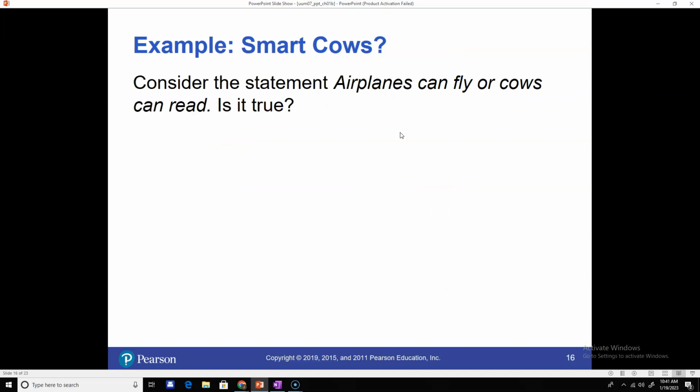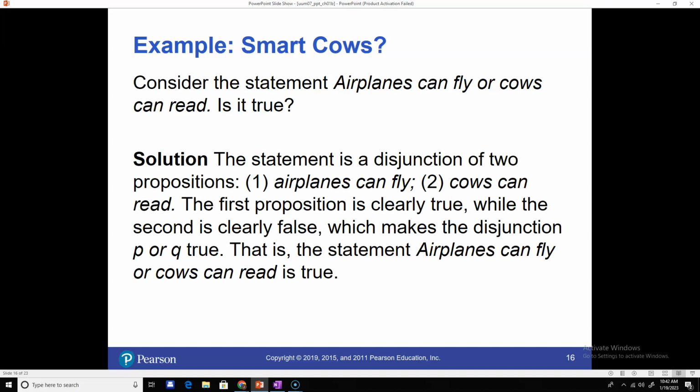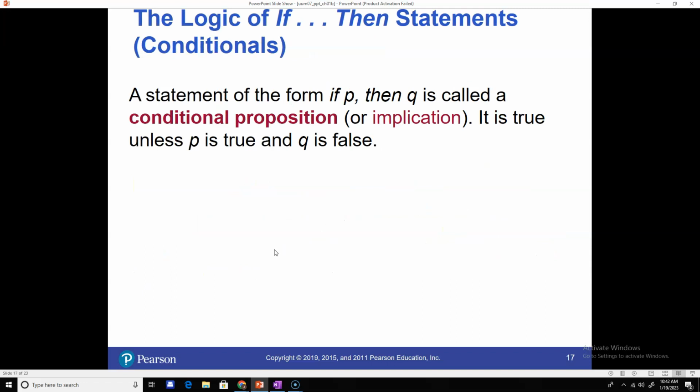Okay, so let's think about the statement: airplanes can fly or cows can read. Well, the first part is true, so we know since it's an or statement, the whole thing's going to be true. The second part, cows can read, is false, but that doesn't matter. We only need one part to be true, one part or the other or both. So as we see, the first proposition is true, second's false. Okay, so again, it just takes a little practice going through these statements, which we'll see on the homework.